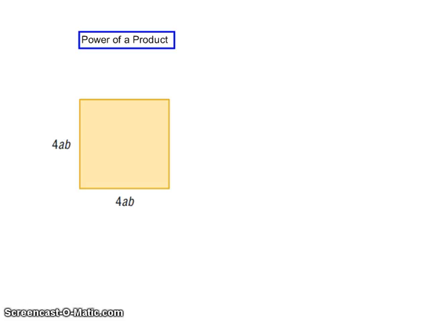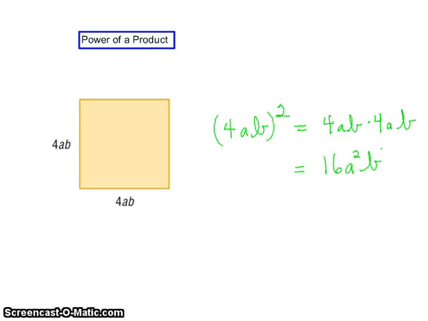The final rule we're going to learn is the power of a product. In order to find the area of this square, I need to take 4ab to the 2nd power, or 4ab squared. So when we have 4ab squared, that means we have 4ab times 4ab. So that gives us 16a squared b squared.